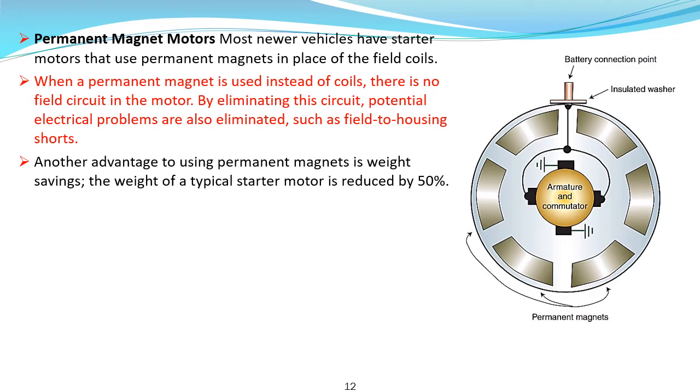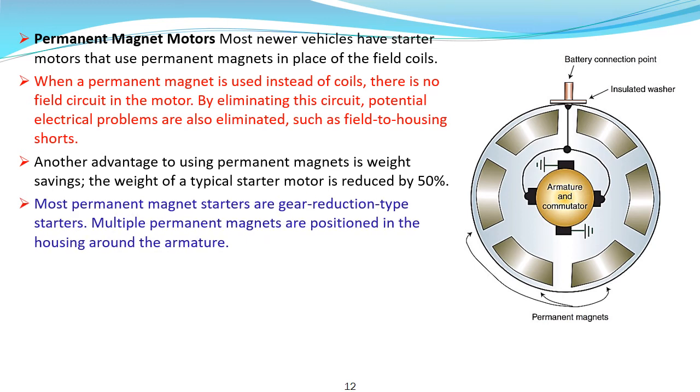Another advantage to using permanent magnets is weight saving. Because of the field circuit coils, which are no longer needed, the weight is reduced and the size is reduced as well. The weight of a typical starter motor is reduced by 50%.